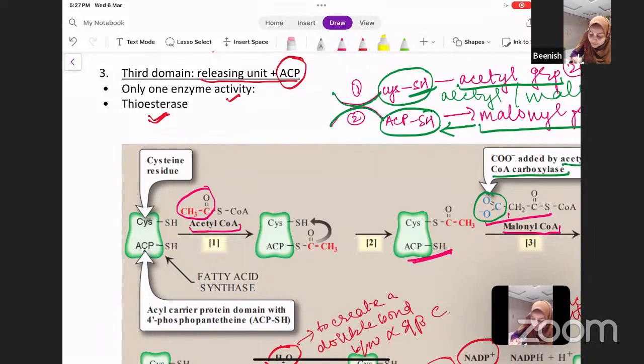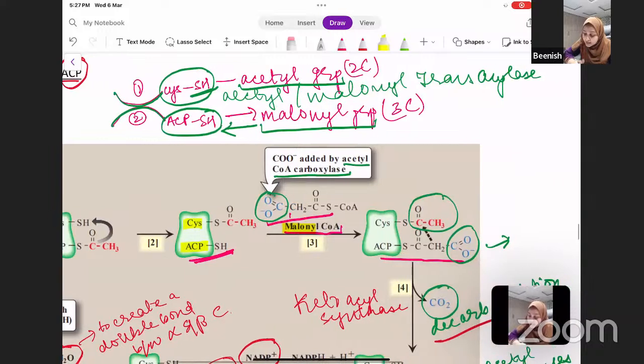Okay, so these are your 2 monomer units. Monomer 1 has a cysteine group and monomer 2 has an ACP. So both of them have sulfhydryl groups. Now what happens is that the acetyl from the acetyl CoA is transferred to the cysteine, and the malonyl from malonyl CoA is transferred to your ACP. The enzyme is acetyl malonyl transacylase. You can see this is what is formed: an acetyl at the cysteine position in one monomer and a malonyl at ACP in the second monomer.